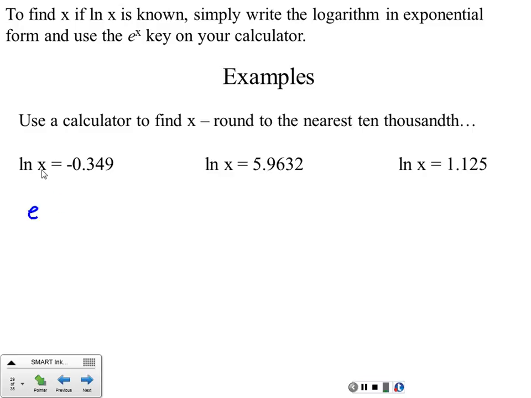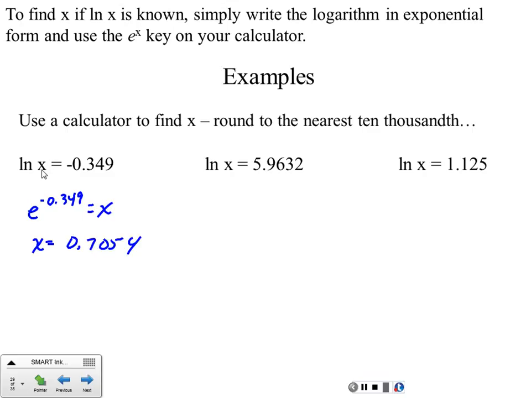So you're going to do e to the negative 0.349 is equal to what number? That's how you're going to find your argument. You're going to turn it into exponential. So again, for my calculator, I'm going to hit the shift button, LN, which takes me to the e to the x. You've already had practice working on this. And then hit negative 0.349. And I'm coming up with my argument, x, being equal to 0.7054.